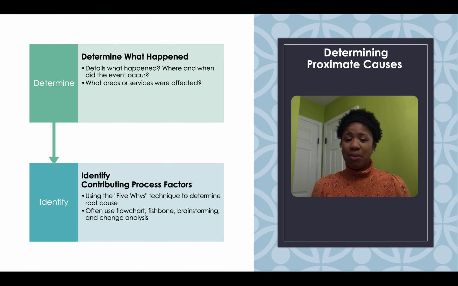The next step in root cause analysis is determining proximal cause. What happened? Where did it happen? And when did it happen? I've outlined the 5 whys in the PowerPoint, but basically the team answers the question why, as many times as needed until the root cause of the initial problem is identified.